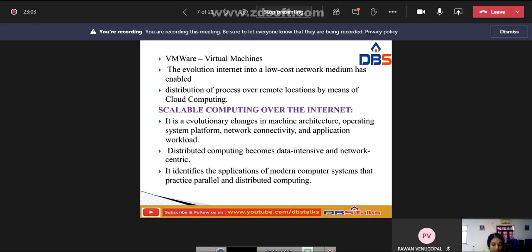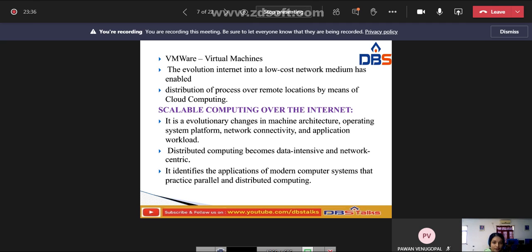Large scale internet applications have significantly enhanced the quality of life and information service in society today. So in parallel and distributed computing, we are using large scale internet applications that have significantly improved the quality of life and information service in society. Significantly means it gets more attention. So this is called computing over the internet.